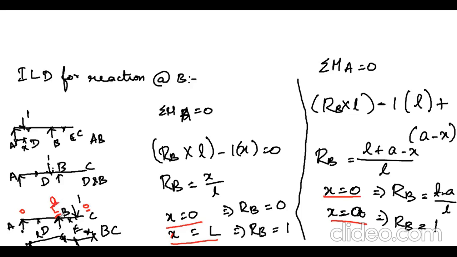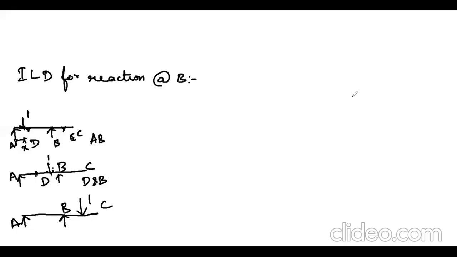At this point, at the support B, the value of the reaction will be maximum, that is 1. In both the cases it is 1. Whereas when x equal to 0, in the left portion the value of RB is 0. But in the right portion, the value of RB is L plus x, not minus, because we are going to apply this minus sign also. Then it will become plus, L plus A by L. Clear?